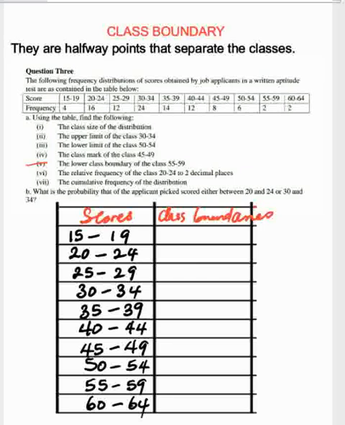In order to find the class boundary, what we do is take half from the lower class limits, then add the half to the upper class limits. So the lower class limit is 15 here. If we take half from 15, we are going to have 14.5. Then the upper class limit, if we add half, it will become 19.5. For the second class, take half from the lower class limit, we're going to have 19.5. Then when we add half to the upper class limit, we're going to have 24.5. So the next class, we're going to have 24.5, and then adding to the upper class limit, we're going to have 29.5.